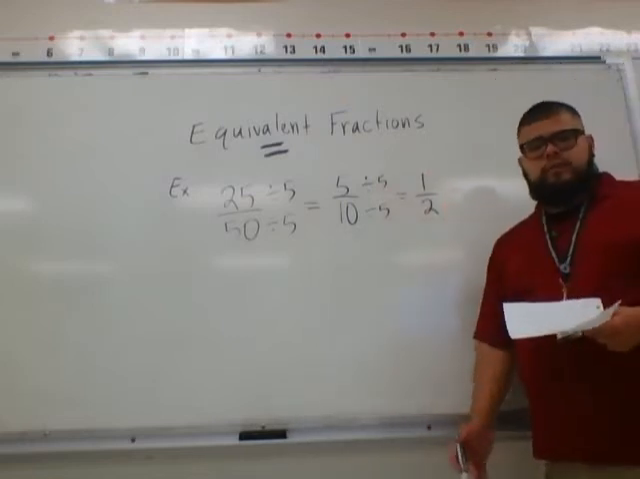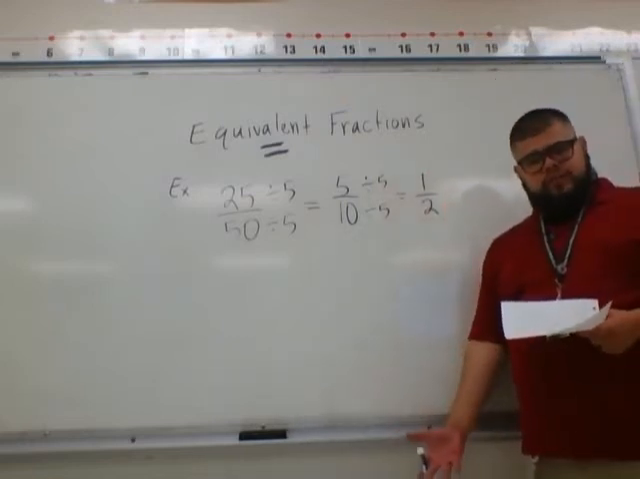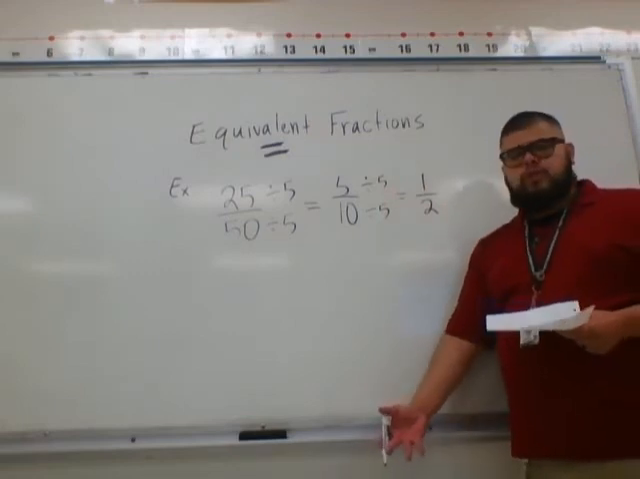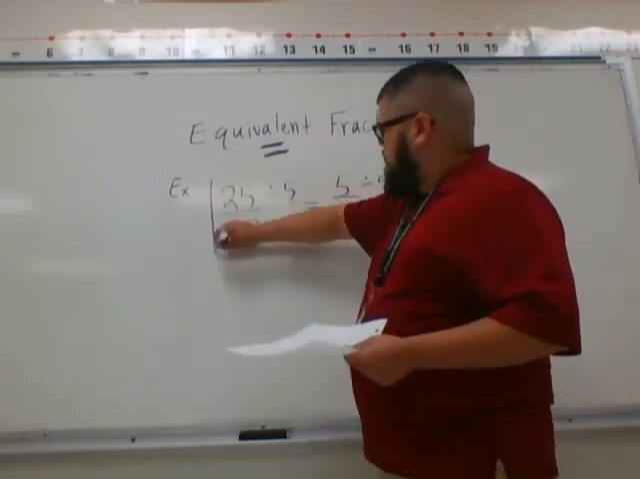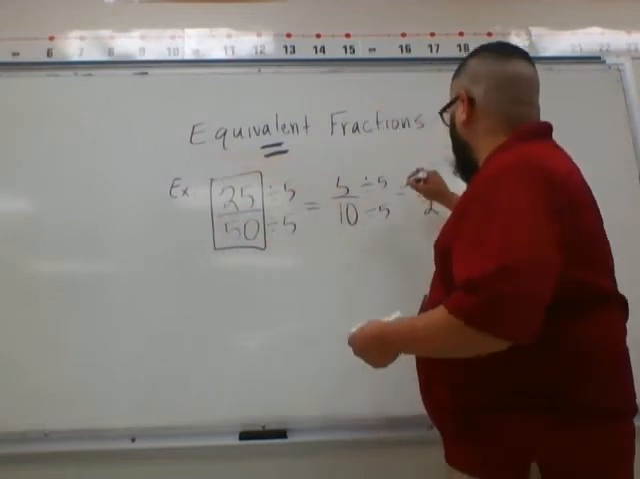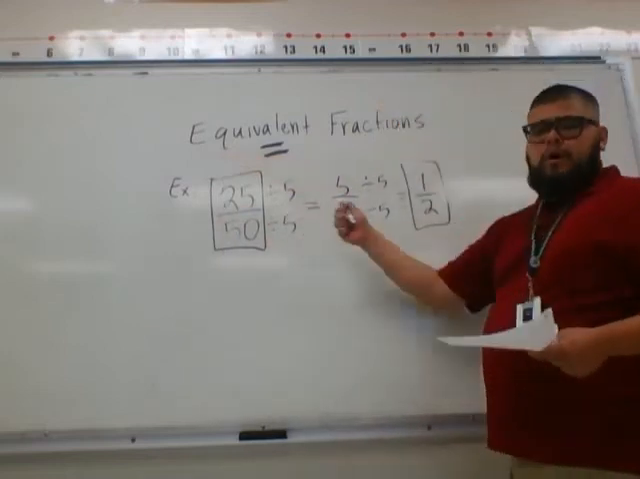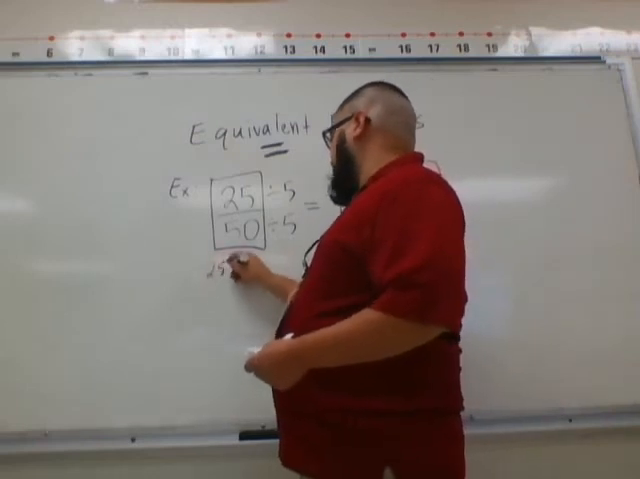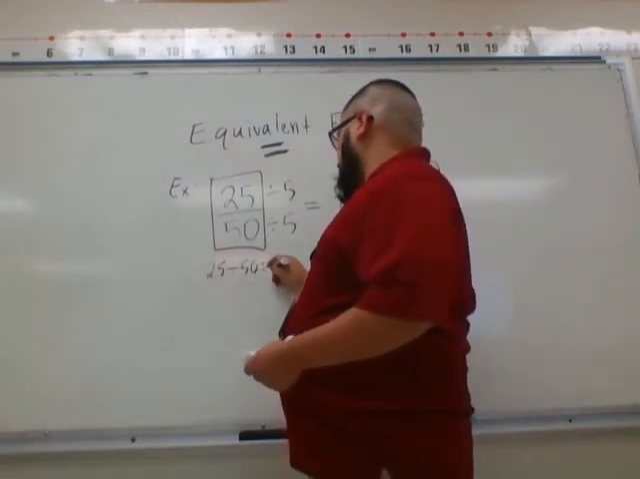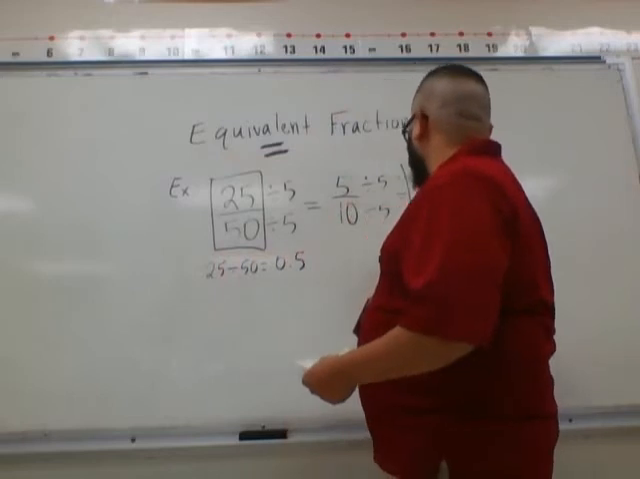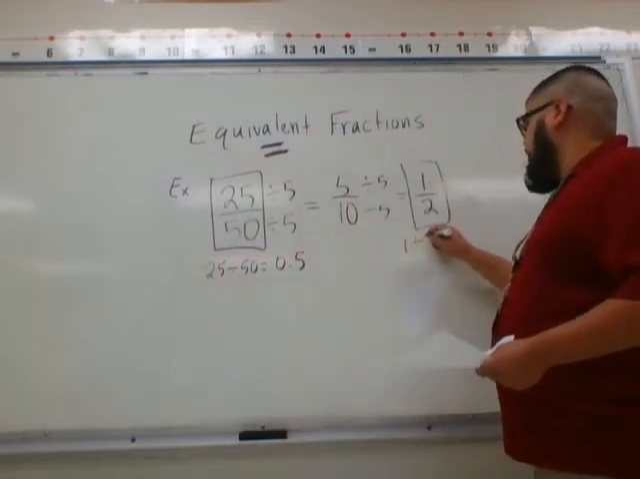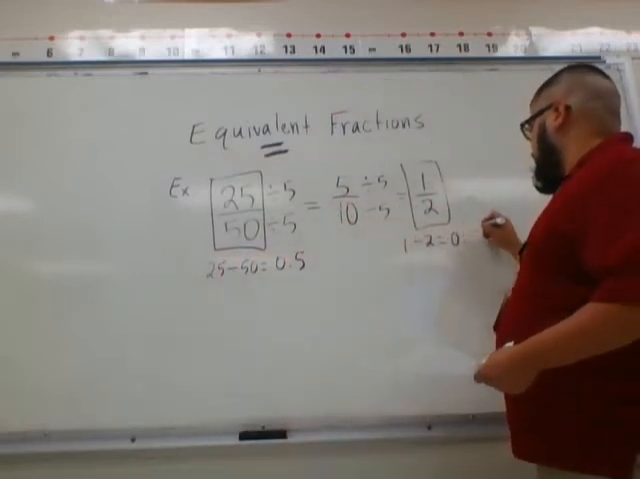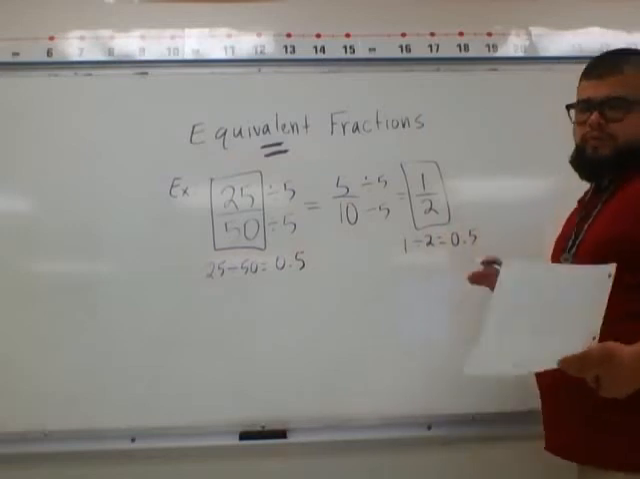Okay? So in this case, we ended up with actually 3 equivalent fractions, right? But we want to just go ahead and mention the one we started with and the one we ended with. And if you were to type both of these in a calculator, for this one, you type 25 divided by 50. You would get 0.5. If you were to type this one, 1 divided by 2, you would still get 0.5. Or 0.50, whatever you want to call it.